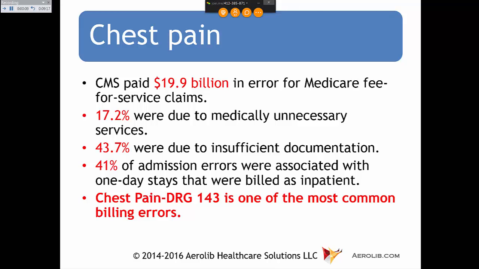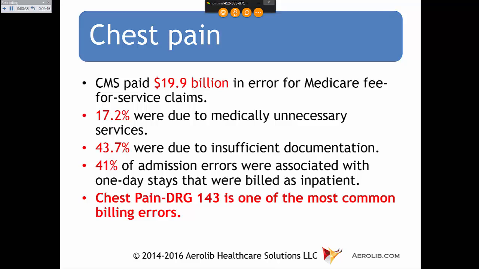So as I discussed in the previous slide when I talked about the introduction of the RAC program, CMS has paid about $19.9 billion in errors for Medicare fee-for-service claims. Now, all the numbers in the red, these are where I want to focus. So 17% were due to medically unnecessary services, a little less than half was due to insufficient documentation, and then 41% of admission errors were one-day stays that were billed as inpatient. This is a very hot topic in the QIO world right now.